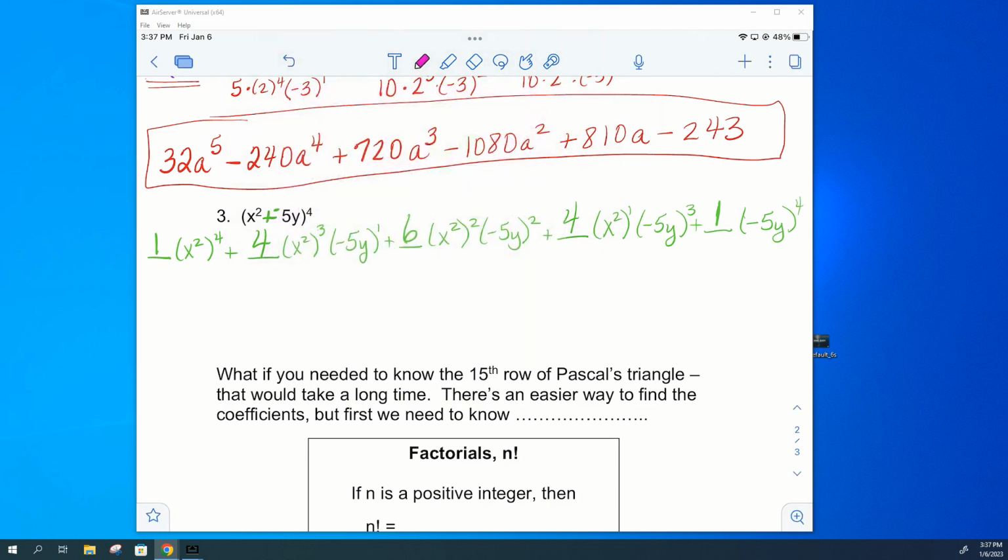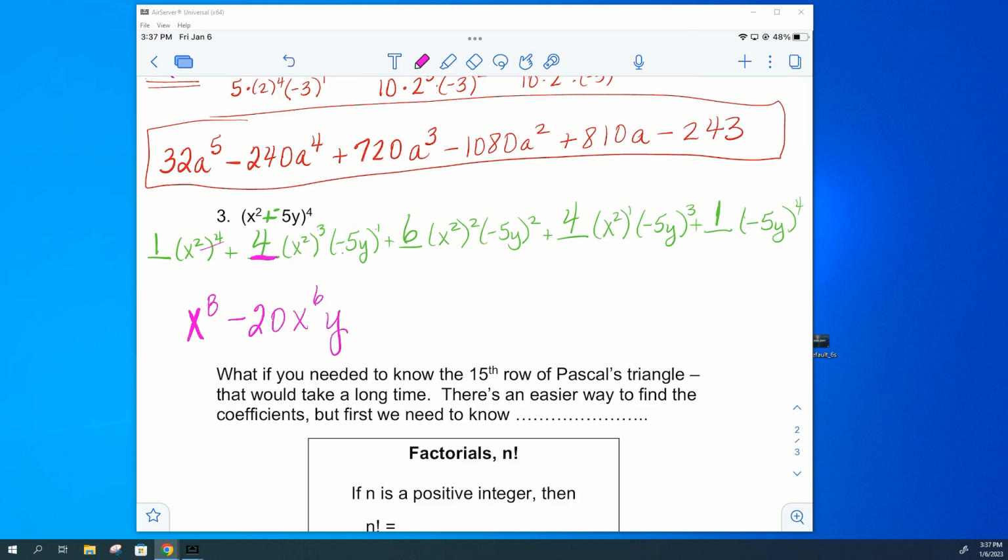So let's clean it up. I have to remember some exponent rules. Power to a power, I multiply. So that first term is x to the 8th. Let's get this next term. Let's combine the numbers. I have a 4 and a -5 to the 1st. I don't need a calculator. Let's do that in my noggin. I would get -20 x to the 6th times y.